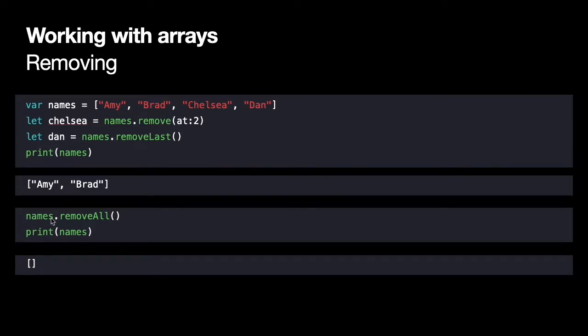We could use a remove all method, which removes every element of the array, resulting in an empty array. And then we print out the empty array, and you can see here is our empty array. It's still type array of strings, but it has no elements.